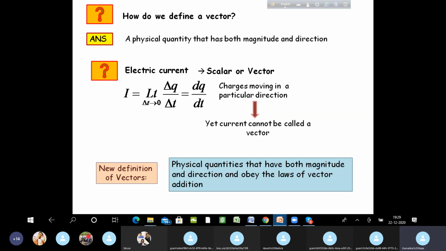All right. Whatever you knew was all correct. I just added some information: along with the fact that it has to contain both magnitude and direction, it also has to obey the laws of vector addition. Current does not obey the laws of vector addition. Addition of current follows a totally different set of laws. Therefore, we cannot say it is a vector quantity. To be called a vector quantity, the quantity has to obey the laws of vector addition.